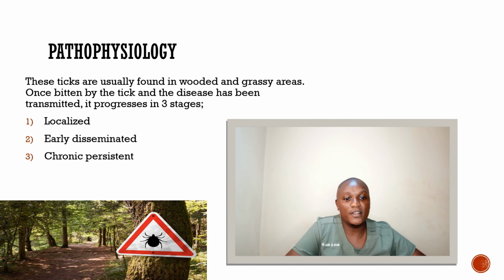So let us now look at the pathophysiology of Lyme disease. These ticks are usually found in wooded and grassy areas, and once bitten by the tick and the disease has been transmitted, it progresses into 3 stages. We have stage 1, which is localized, stage 2, early disseminated, and stage 3, which is chronic persistent. Let us look at them one by one.